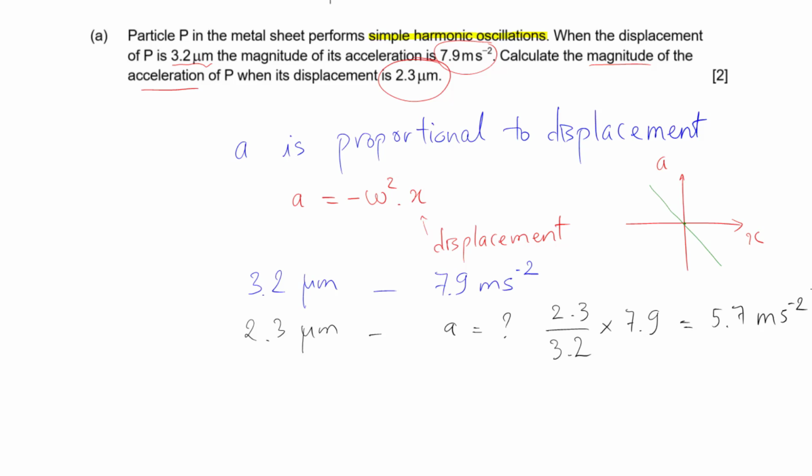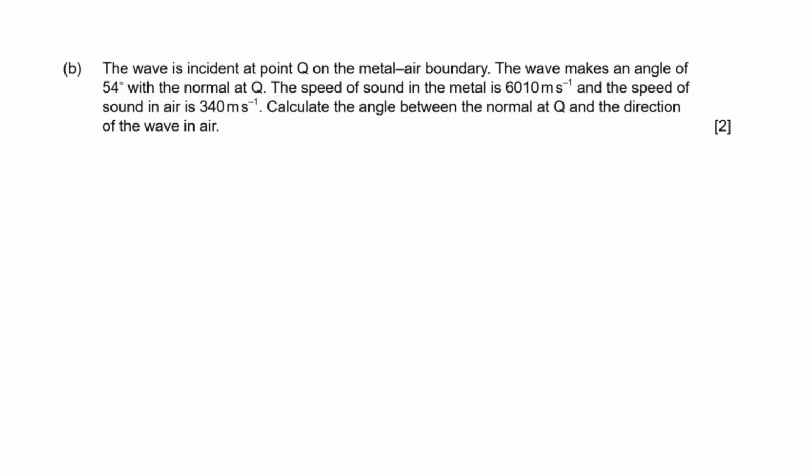Okay, let's move on to question B. The wave is incident at point Q on the metal-air boundary. The wave makes an angle of 54 degrees with the normal at Q. The speed of sound in the metal is 6010 meters per second, and the speed of sound in air is 340 meters per second. Calculate the angle between the normal at Q and the direction of the wave in air.